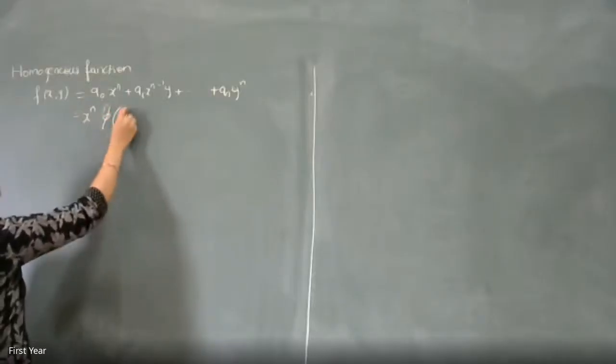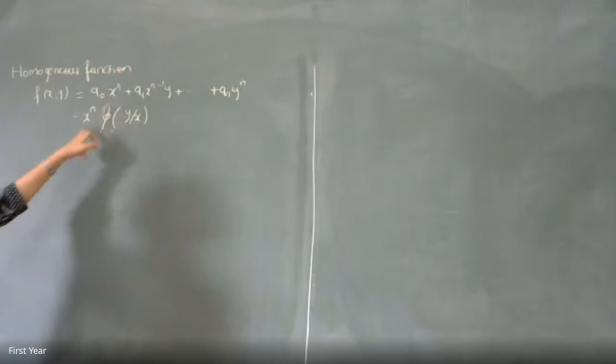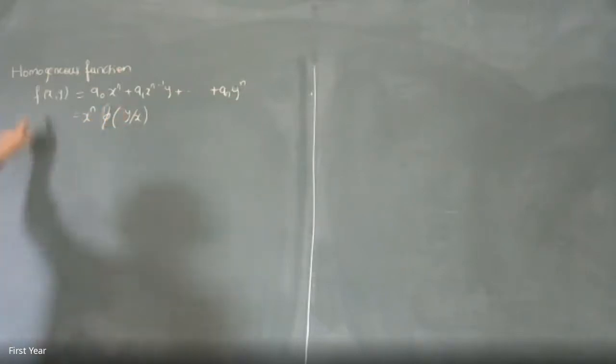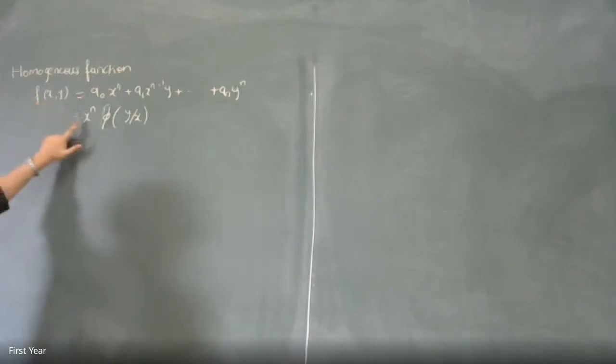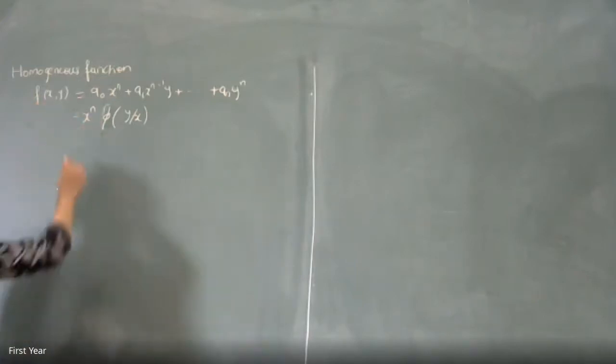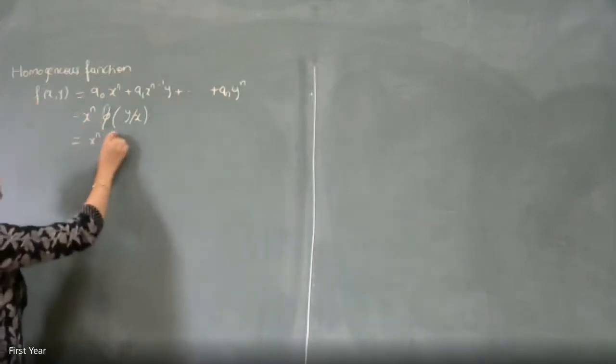We can take x raised to n common, and in the bracket we have phi, a function. That is also possible. Everywhere we can take x raised to n common, then whatever remains is a function of y by x. So if you are able to rewrite f of x y as x raised to n into phi of y by x, that is actually what I was trying to say.